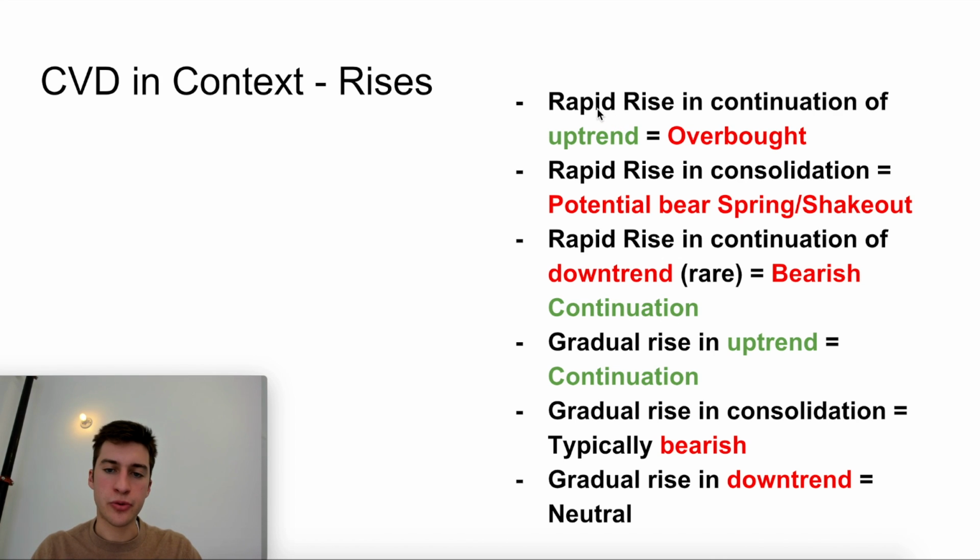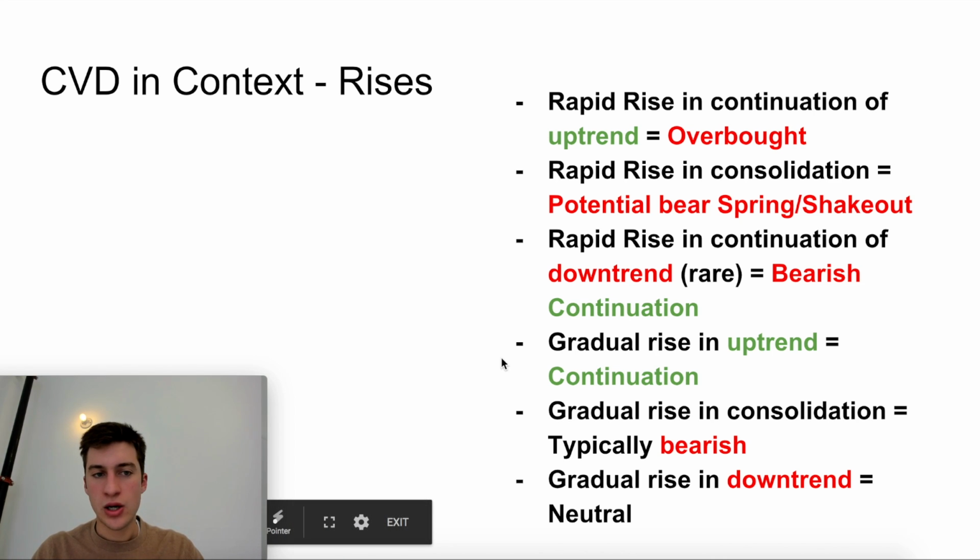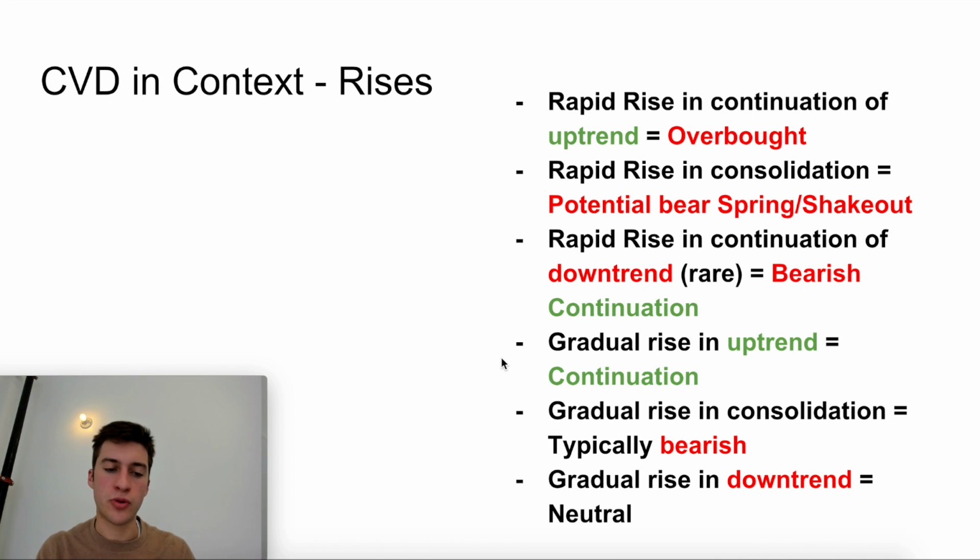So these are the rapid rises. I will say that more gradual rises and gradual drops in CVD are a little bit less clear and a little bit more context heavy, but it's these rapid drops and rapid rises in CVD that allow us to enter some good counter trades.